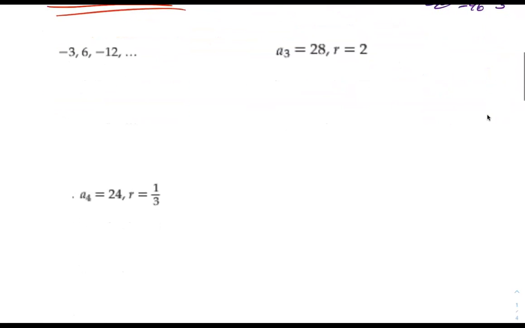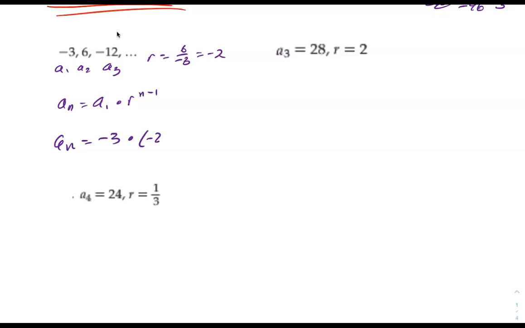Next one. So this is my a1, my a2, a3. My r is a2 over a1. So 6 over negative 3, which is just negative 2. So we're multiplying by negative 2 every single time. So my formula, right, since we're doing geometric, it's this formula. I just get an equals a1, which is negative 3, times r, which is negative 2, to the n minus 1 power. There we go.